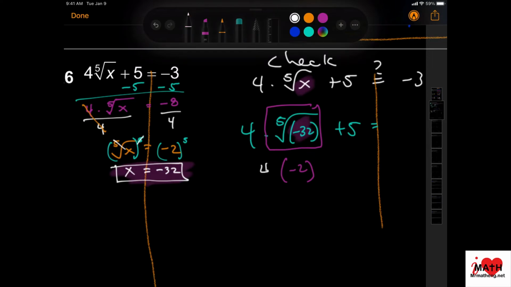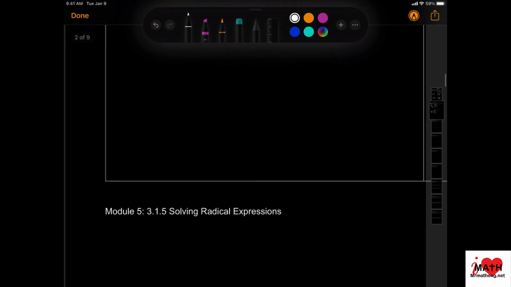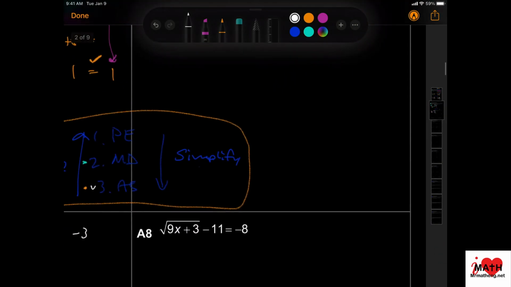So be careful here, it's 4 times, right? Don't think it's 4 minus, 4 times -2 plus 5, so -8 plus 5, and that gives you -3 equals -3, which means it is a solution. That's for A6. Let's move on to A7 up here.